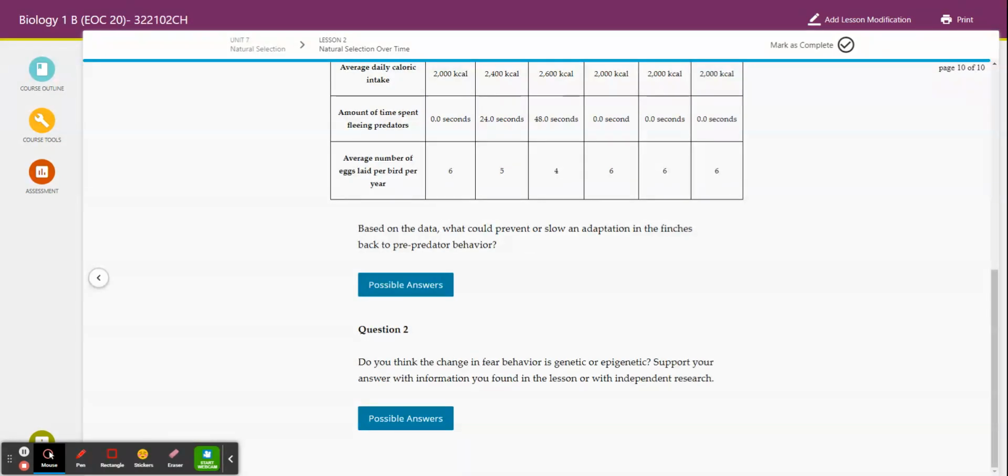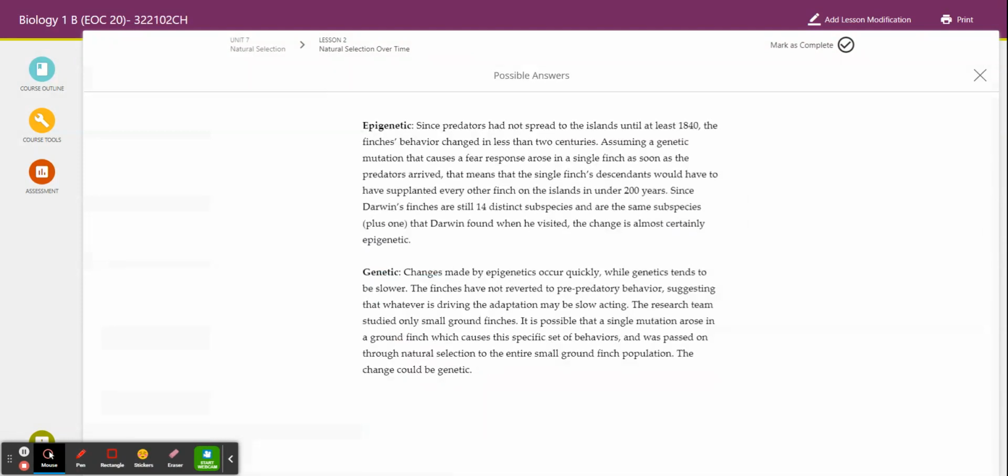Do you think the change in fear behavior is genetic or epigenetic? Support your answer with information you found in the lesson or with independent research. Epigenetic, since predators had not spread to the islands until at least 1840, the finch's behavior changed in less than 2 centuries.